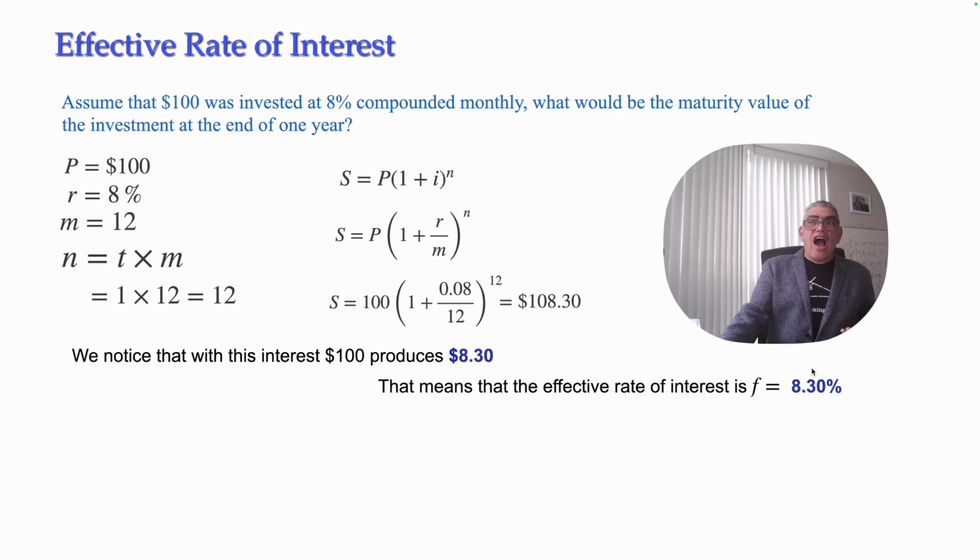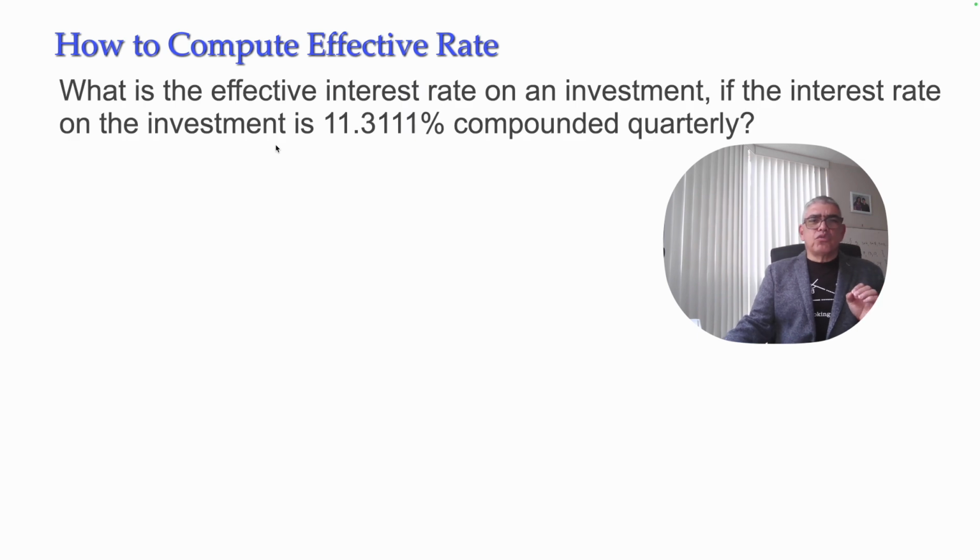Another thing will be how to compute the effective rate if we know the rate. To understand how to compute the effective rate of interest, let's use an example. Assume that we have this question: what is the effective interest rate on an investment if the interest rate on the investment is 11.3111% compounded quarterly? So we have the nominal rate of interest and it is compounded quarterly, and we want to compute the effective rate of interest.